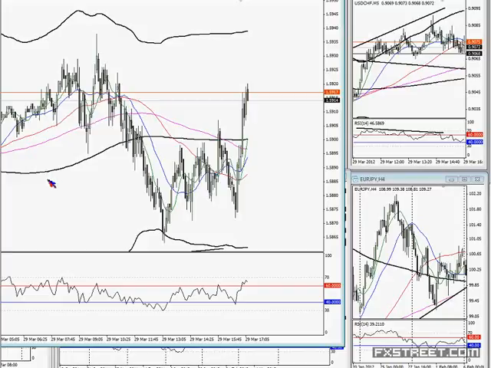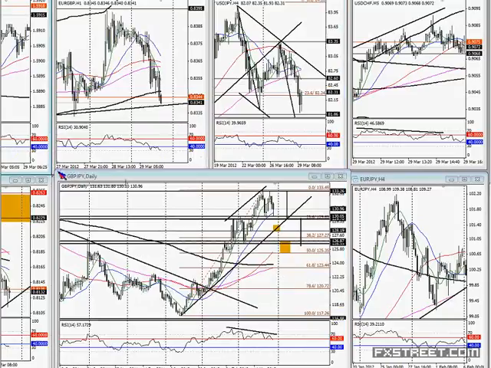Okay. Let's take a look at another pair that I'm preparing for. Here is the pound yen.